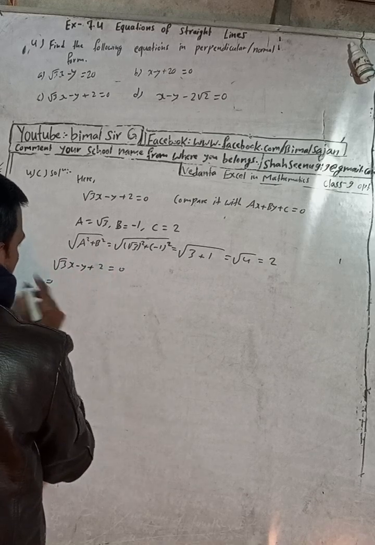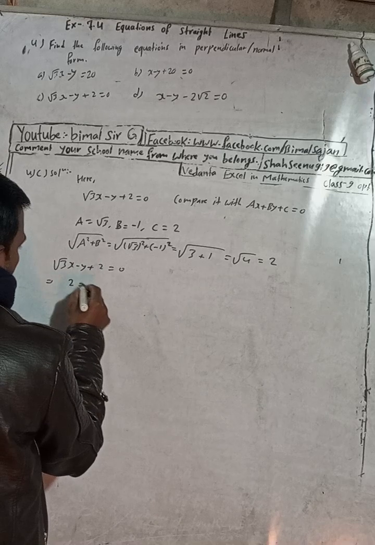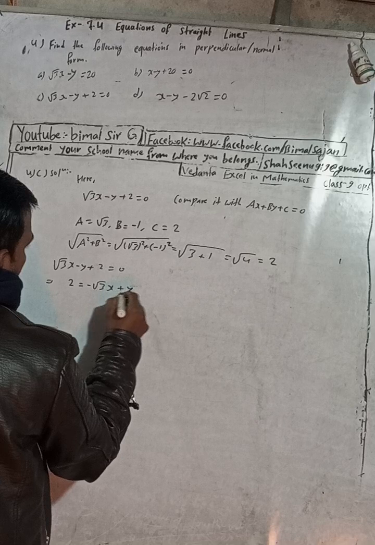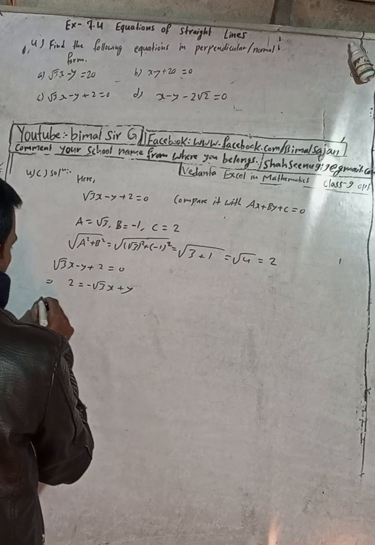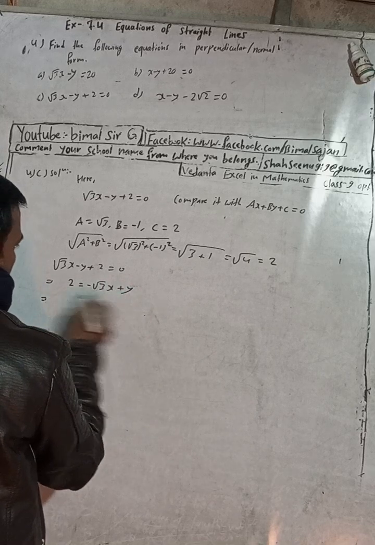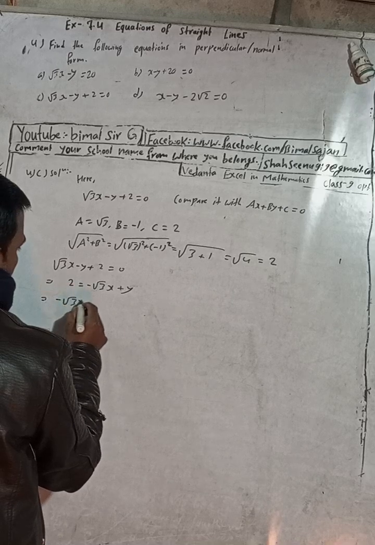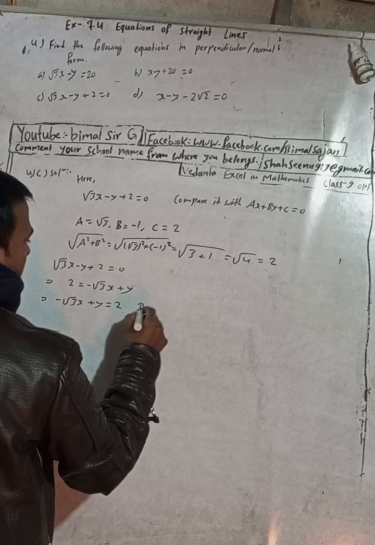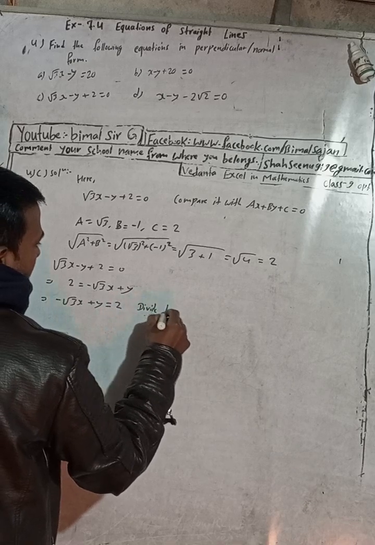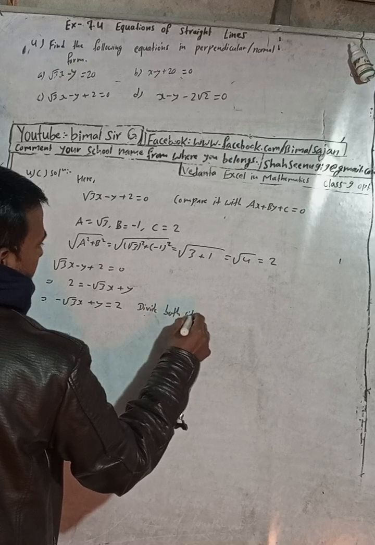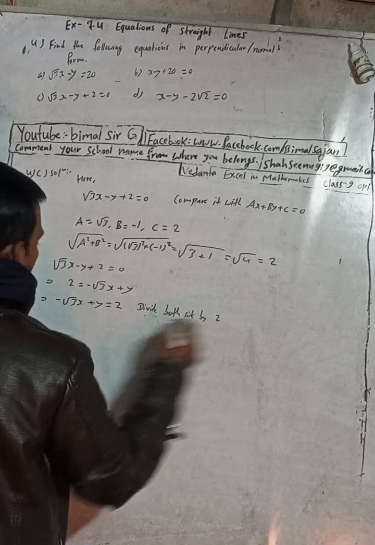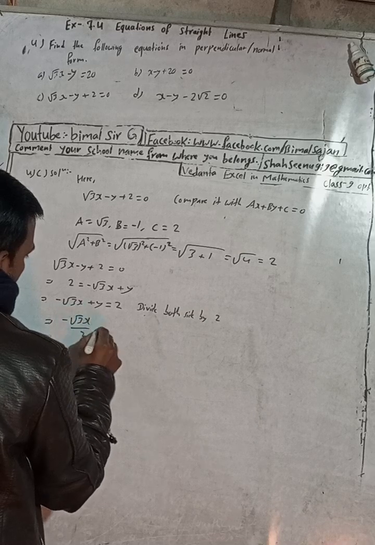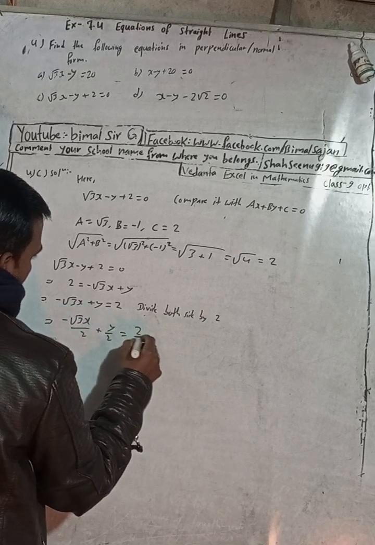What do we have to do here now? Take the x term to the same side as y, so this is minus root 3x and minus of plus y. Now shift this and change the sides, so this is minus root 3x plus y is equal to 2. Now divide both sides by 2. When you divide both sides by 2, this will be minus root 3x by 2 plus y by 2 is equal to 2 by 2.